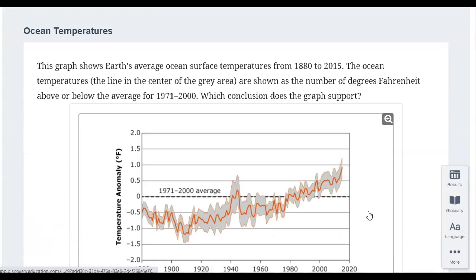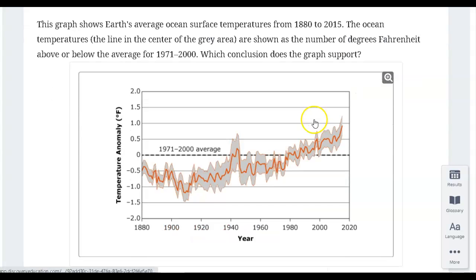Here, what I would like you to do is fill out this graph. This is the activity that you need to do that's related to your learning target. It says this graph shows Earth's average ocean surface temperatures from 1805 to 2015. So 1805 all the way up to 2015. You can see the data ends right there.